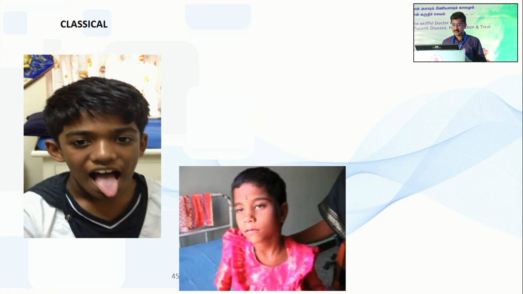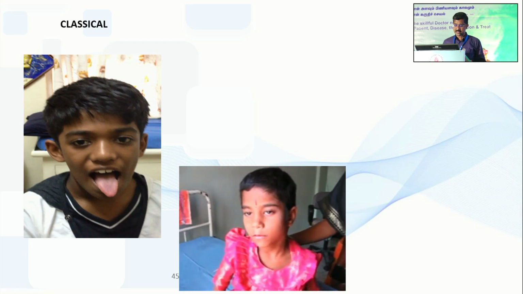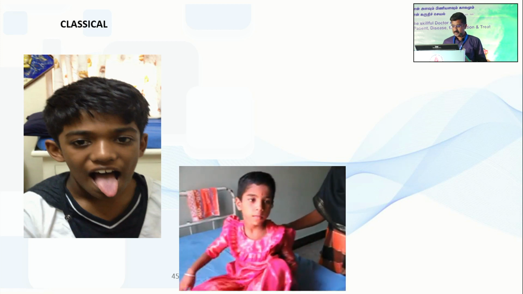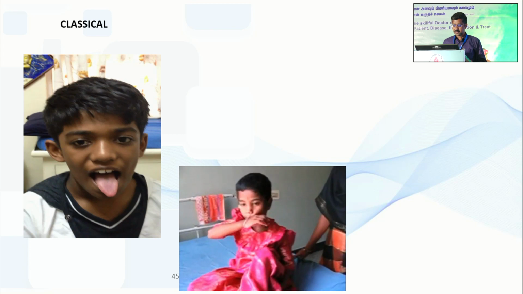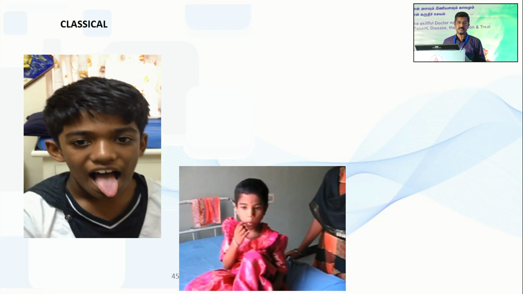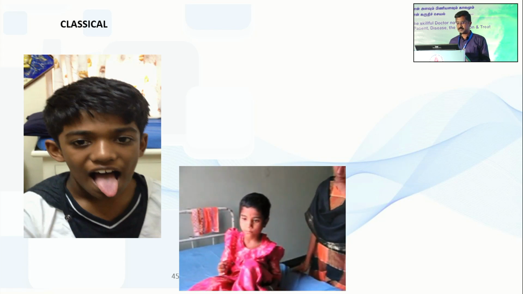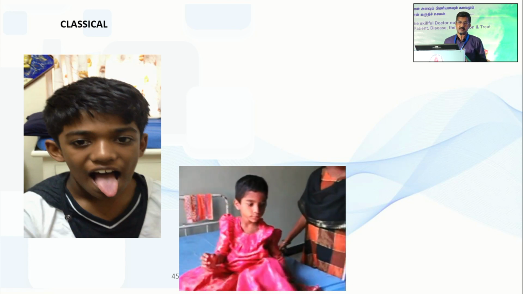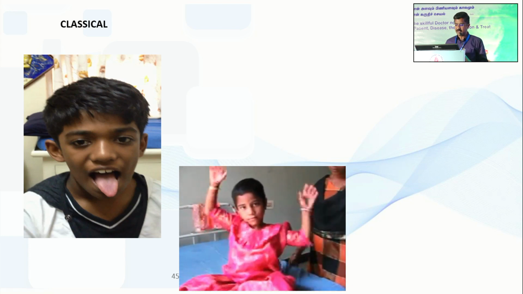Just see the hands. With the left hand, she is picking her clothes. With both hands, she is flicking the clothes. Now she is rubbing the mouth. All these are subtle automatisms. Usually we say automatisms occur in complex partial seizures, but subtle automatisms occur in about 40 to 50% of absence seizures as well.